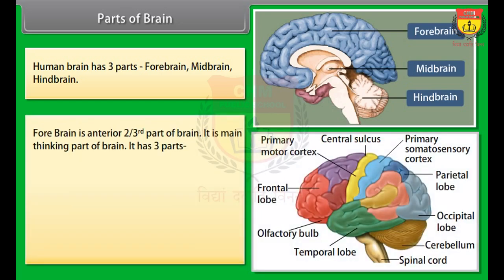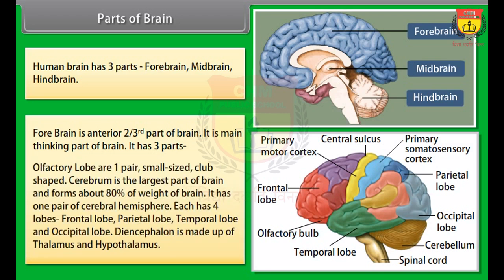Forebrain is the anterior two-third part of the brain. It is the main thinking part of the brain. It has three parts. Olfactory lobes are one pair, small-sized, club-shaped. Cerebrum is the largest part of the brain and forms about 80% of the weight of the brain. It has one pair of cerebral hemispheres. Each has four lobes: frontal lobe, parietal lobe, temporal lobe, and occipital lobe.